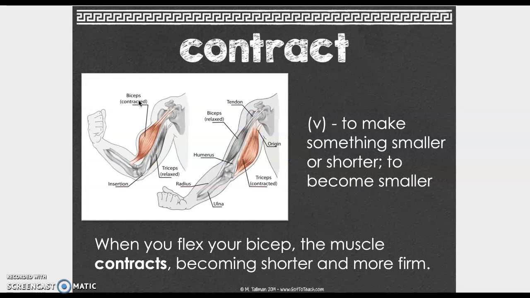Your next word is contract. Contract is a verb. Contract means to make something smaller or shorter, to become smaller. If you look at the picture, when the bicep is contracted, it becomes shorter and smaller. When you flex your bicep, the muscle contracts, becoming shorter and more firm. Contract.